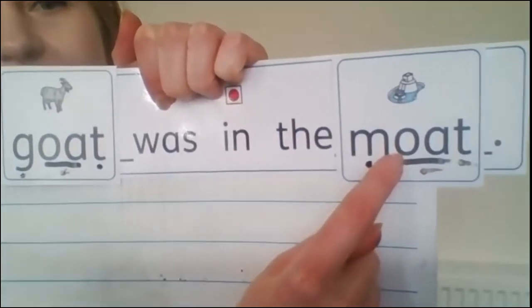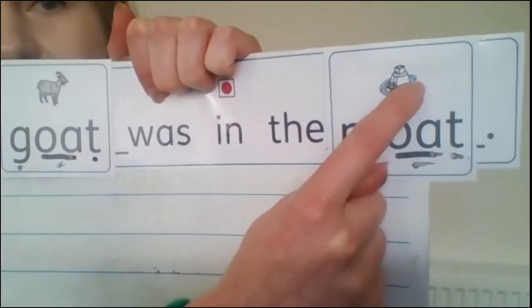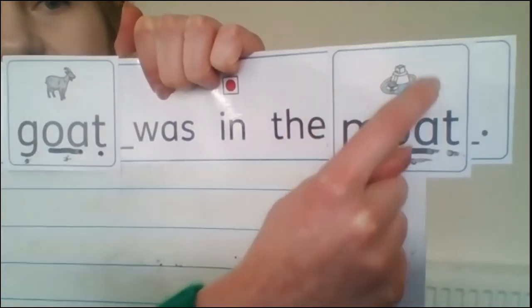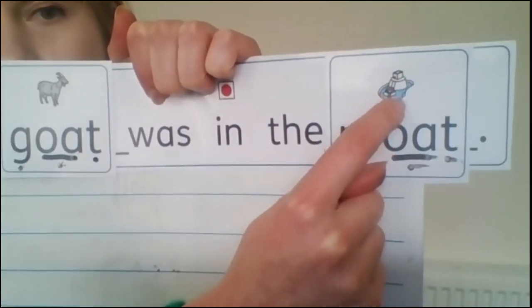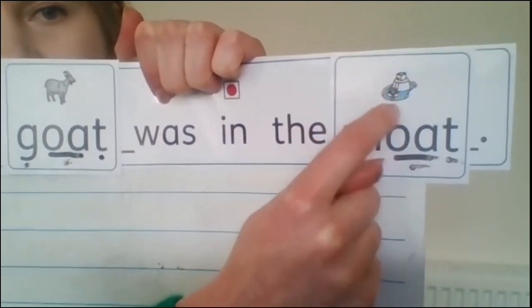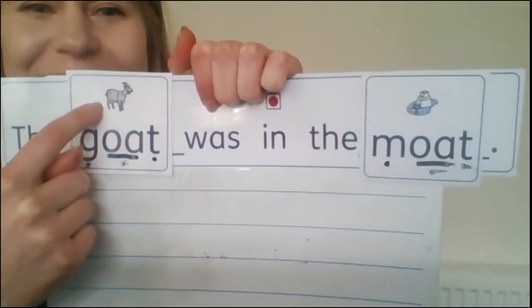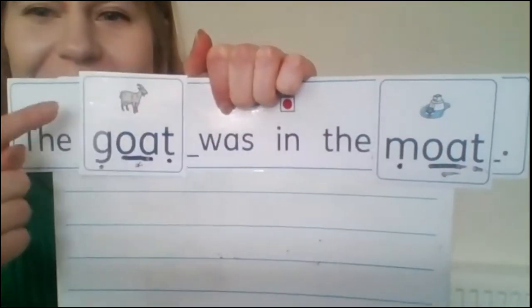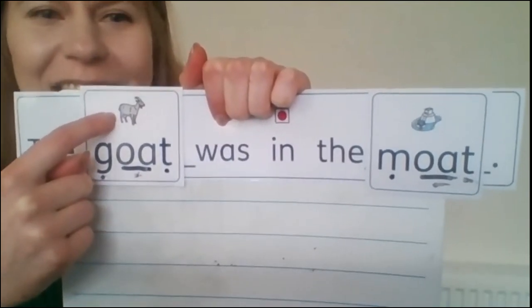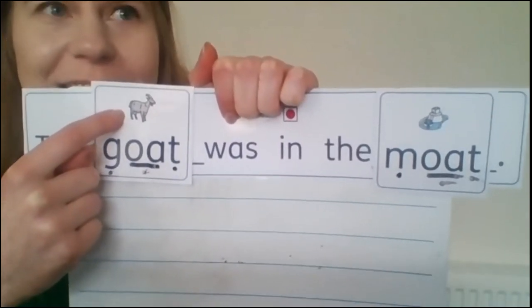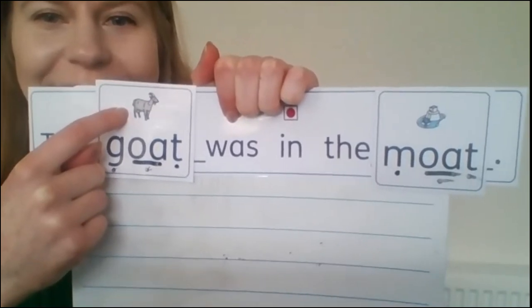Oh, can you see? There's a moat. A moat, you would find that around a castle. It's a big piece of water around a castle. That's so silly. You wouldn't find a goat in a moat. Oh dear, I don't think goats can even swim. You might find a goat on a field.